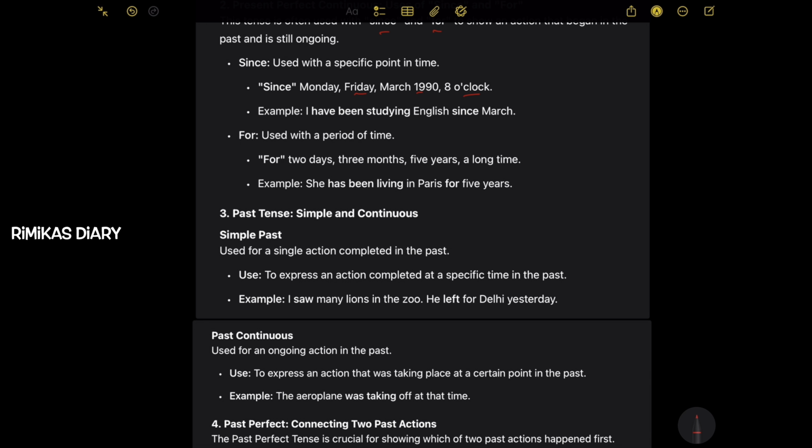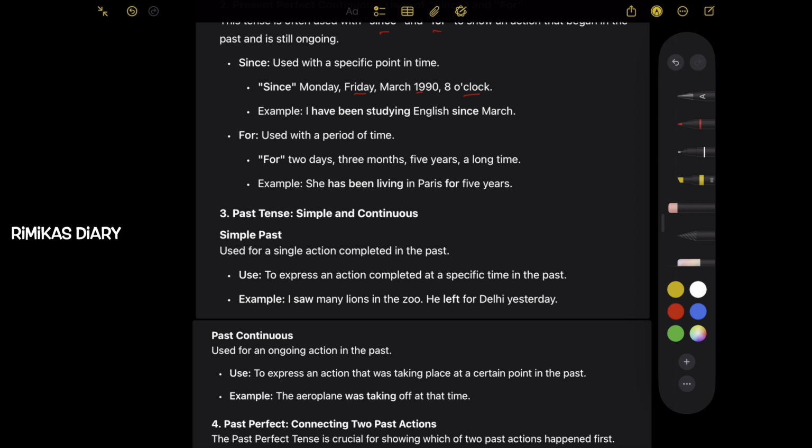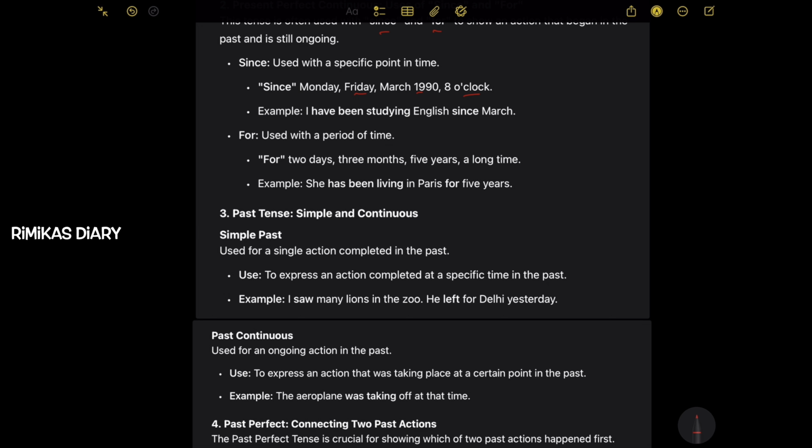Past tense, simple and continuous. So simple past. It's used for a single action completed in the past. So it's only used for one action that is completed in the past. Used to express an action completed at a specific time in the past. So for example, I received a medal last March. Another example: I saw many lions in the zoo. He left for Delhi yesterday.